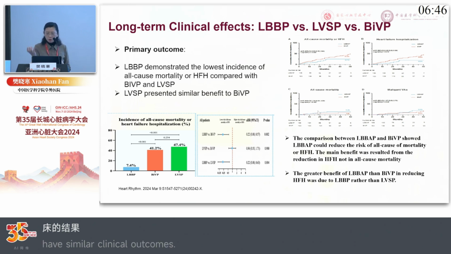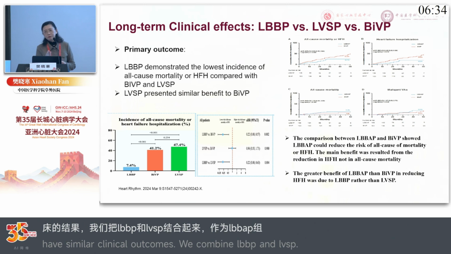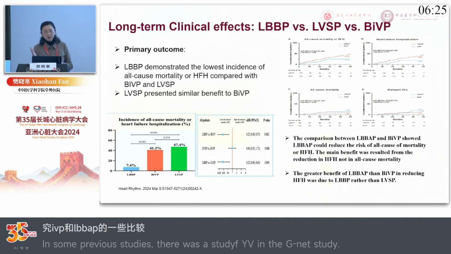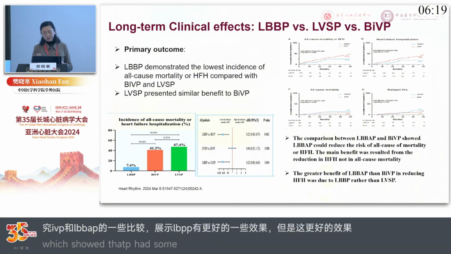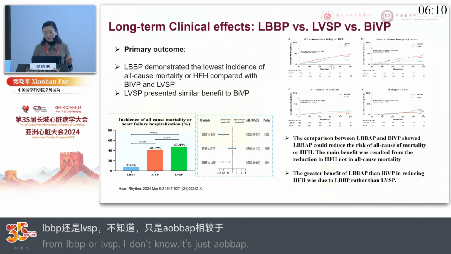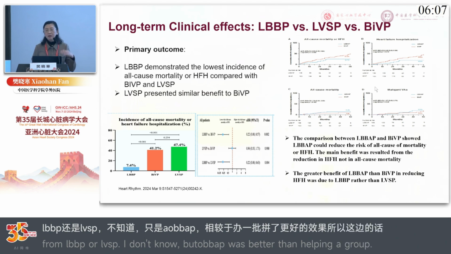When we combined the LBBP and the LVSP as a group of LBBAP, in the previous studies of LBBAP and BIVP, they showed LBBP have a better effect, but they don't know whether the better effect come from the LBBP or LVSP. So we combined the LBBP and the LVSP as a LBBAP. We can see the similar effect to the previous studies.